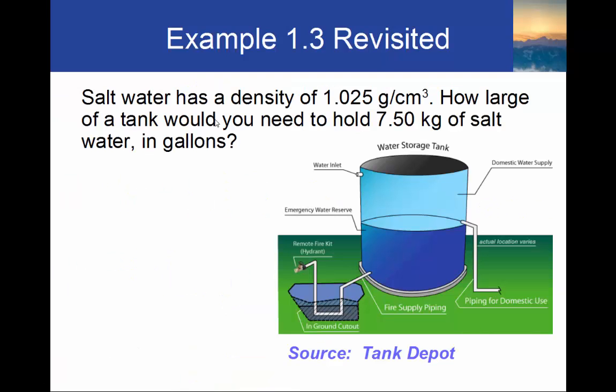All right, for our next example, we're going to revisit example 1.3. That was the one that says salt water has a density of 1.025 grams per cubic centimeter. How large of a tank would you need to hold 7.50 kilograms of salt water, in gallons? So we've got to convert the cubic centimeters answer that we got before to the gallons answer.